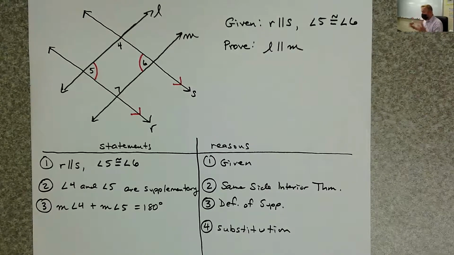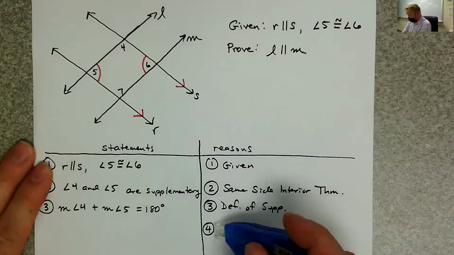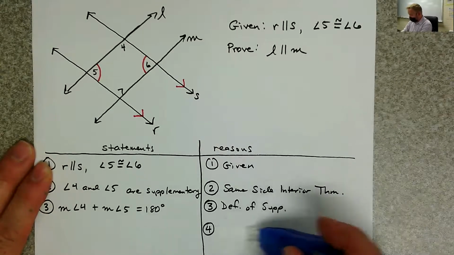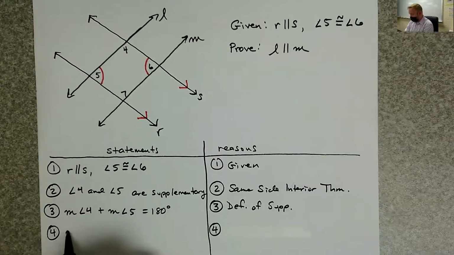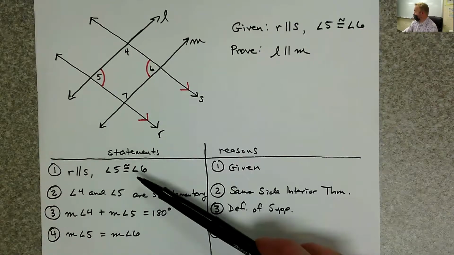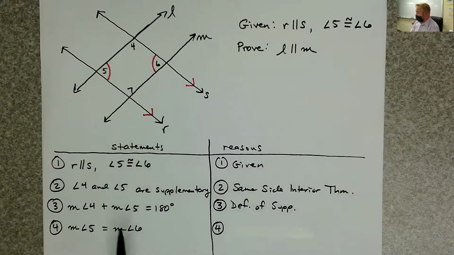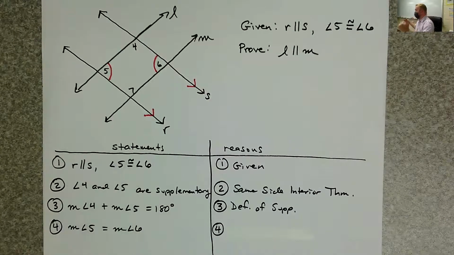Oh no. I wrote out this proof ahead of time to be prepared and just realized that I skipped a step. Substitution's not happening yet. Sorry. Okay, what I do need to do is say the measure of angle 5 is equal to the measure of angle 6. Do you see why? All I have so far is that the angles are congruent. I'm about to substitute measure of angle 6 for measure of angle 5. All I've got is that they're congruent. I need to state that their measures are equal so I can make this substitution.